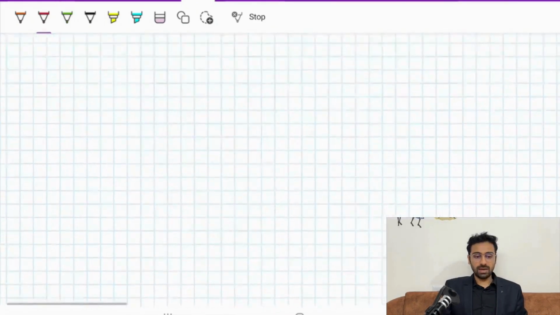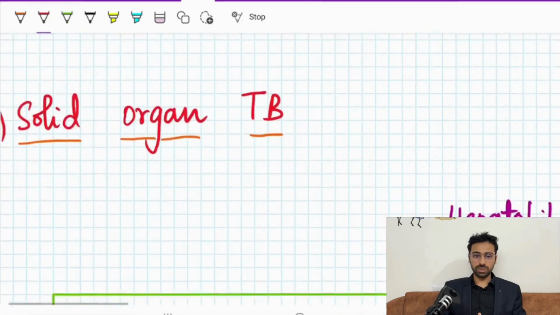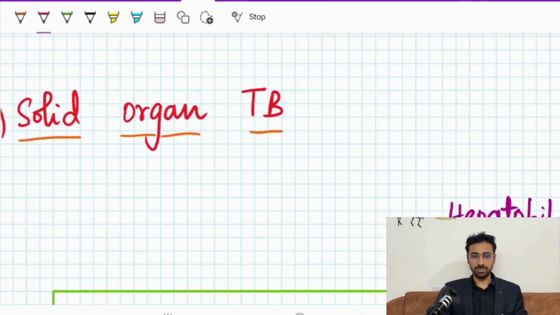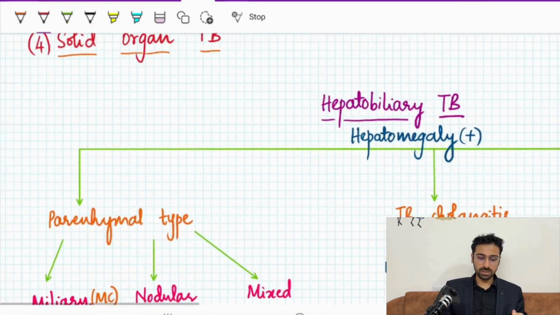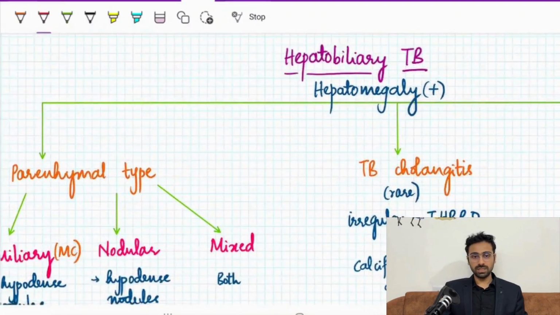Alright, having done the most common variations of abdominal TB, that is TB lymphadenitis, bowel TB, as well as peritoneal TB, let's have a small word about solid organ TB. Now in solid organ, there is liver, spleen, adrenal. These are the three most commonly affected. Now, what you have to know is hepatobiliary TB is not primary TB. It is usually secondary to either TB lymphadenitis or TB peritoneum or TB bowel.